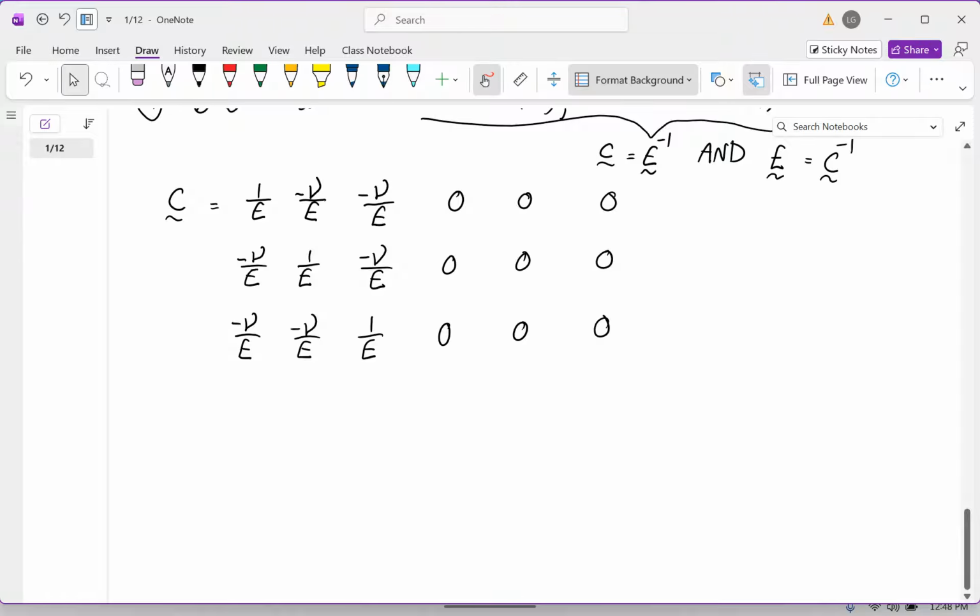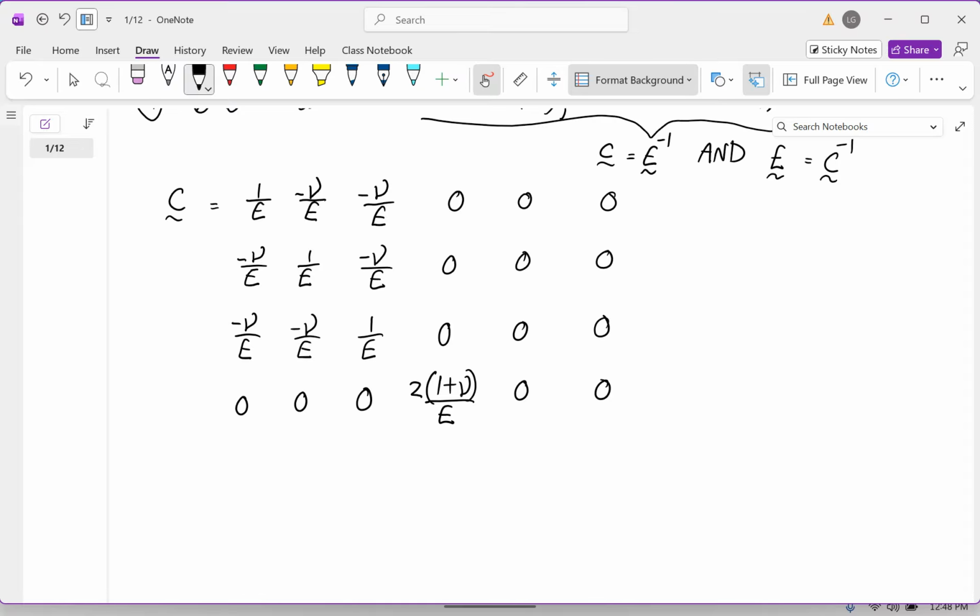So the next row is 3 zeros, and then in the fourth spot, we have 2 times the quantity 1 plus nu over E, 0, 0. And now that funny looking term just creeps along as we go.